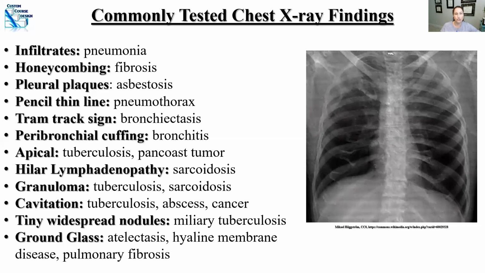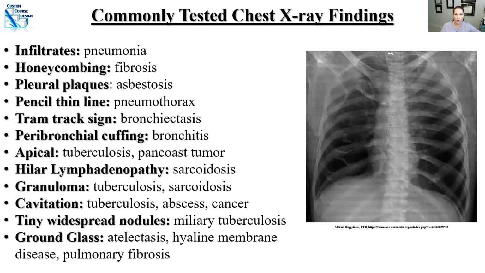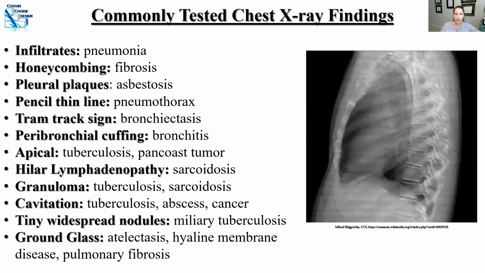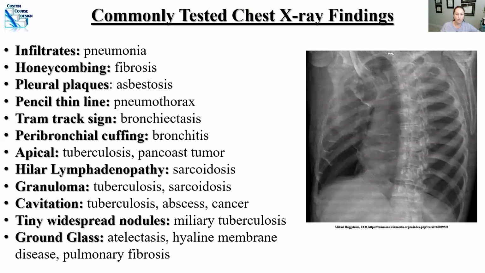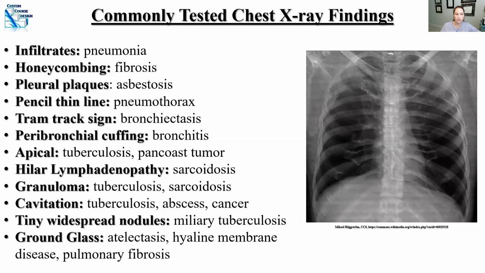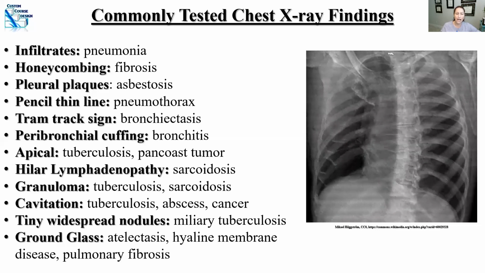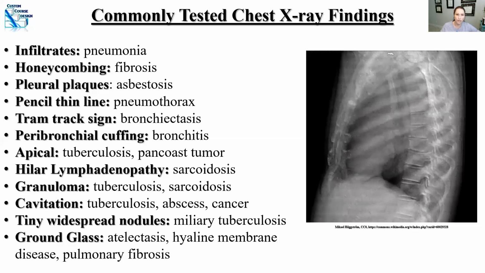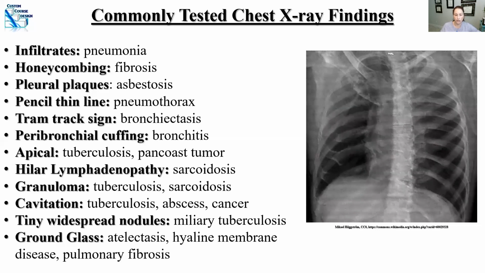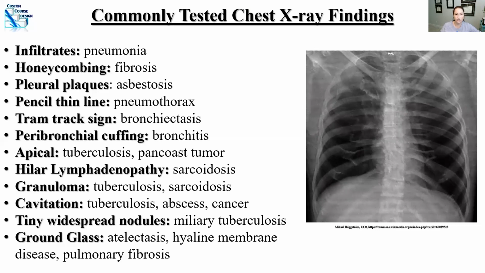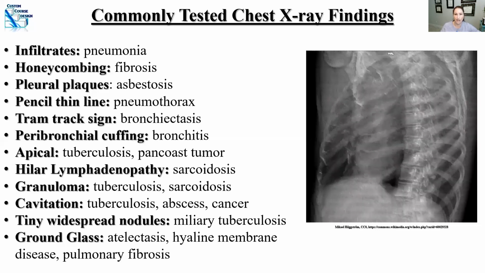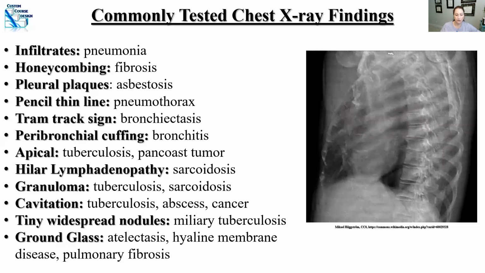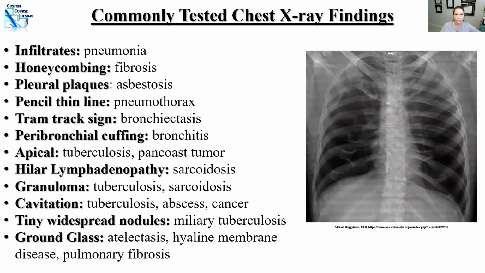Tram track sign is usually on CT that we see that, but that will be bronchiectasis. Peribronchial cuffing is going to be bronchitis. An apical mass would be something like tuberculosis or a Pancoast tumor. Hilar lymphadenopathy is sarcoidosis. Granulomas, tuberculosis and sarcoidosis. Cavitary lesions or cavitations, tuberculosis, abscess, or cancer. Tiny widespread nodules throughout the lung fields would be something like miliary tuberculosis.